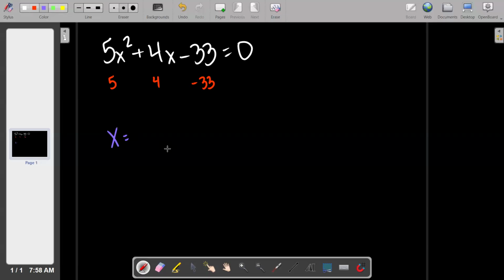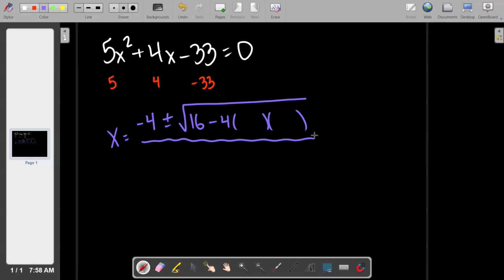So, what does X equal? The opposite of B. So, the opposite of 4 plus or minus an awkwardly long square root sign. B squared is 16 minus 4, and then a couple of blanks. Don't feed those blanks yet. Just leave them sitting there hungry. What goes on the bottom? 10. I was just pausing because someone said 25, and I wanted to make sure that we had a chance to address that.